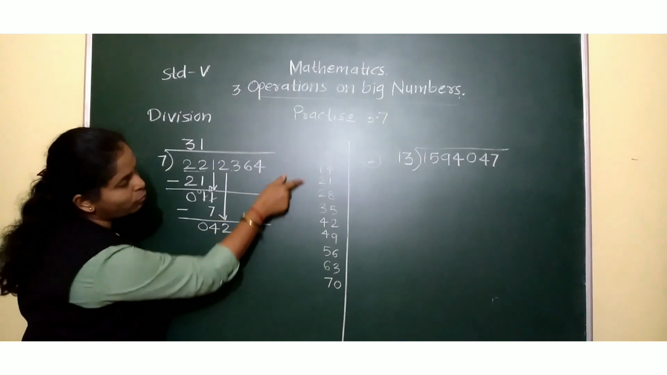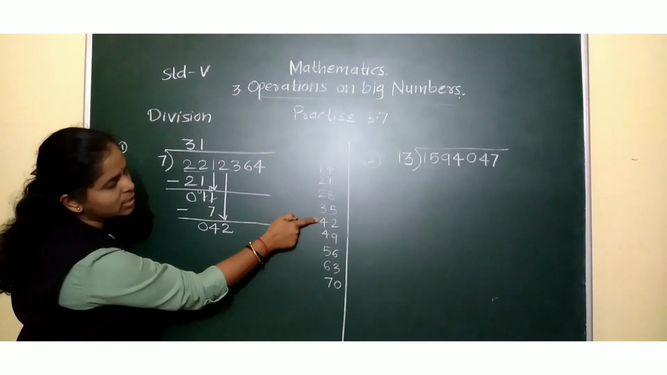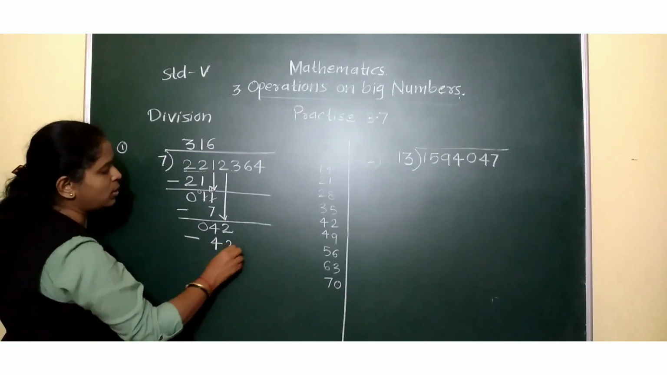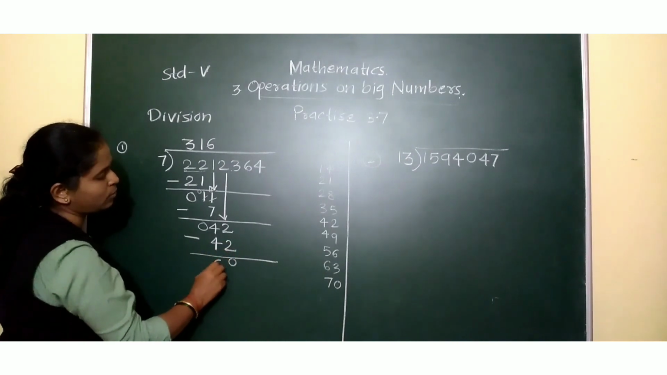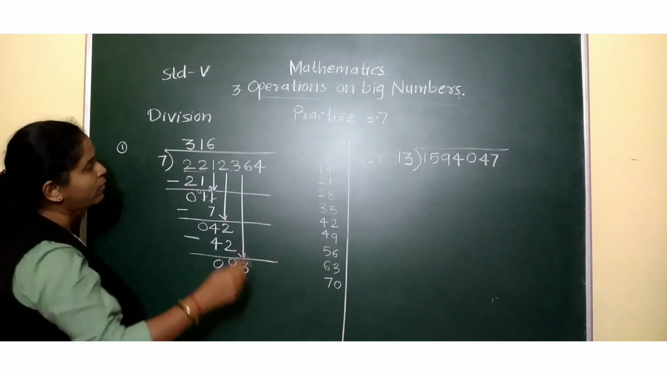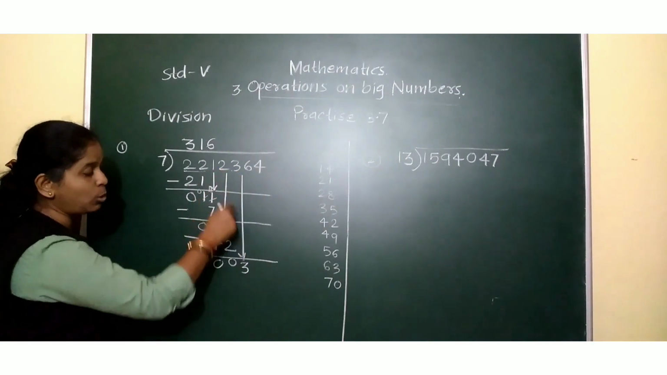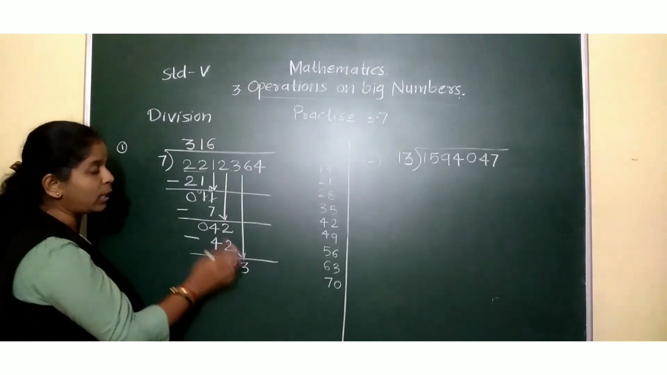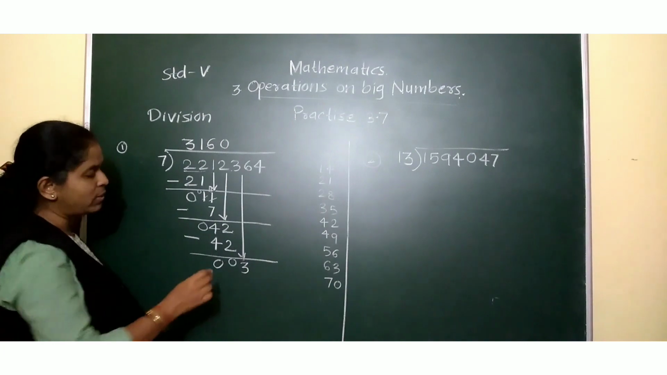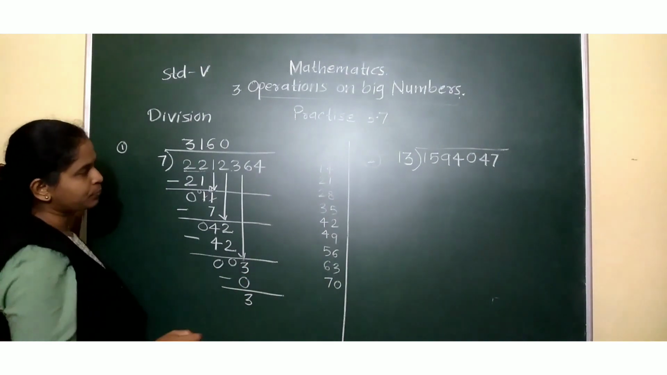Now in 7's table, 42 is there? Yes. At which place? 1, 2, 3, 4, 5, 6, 7, 6. So 7 6s are 42. We have to subtract. After that, this number 3. Can we divide 3 by 7? No. At a time only one digit we can take, no? And we cannot divide 3. So 7, we have to divide it by 0. 7 0s are 0. Now 3 minus 0, 3.